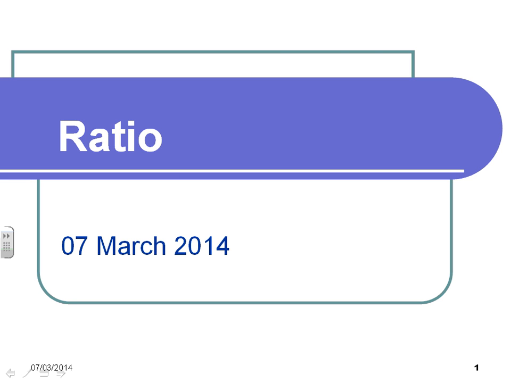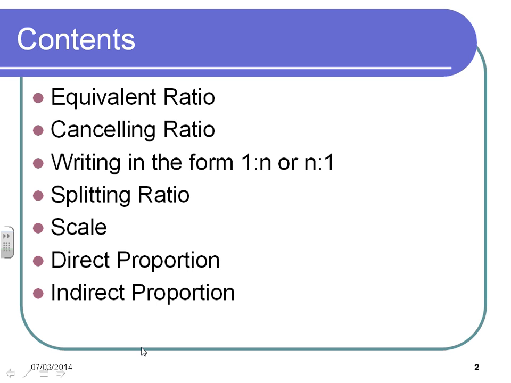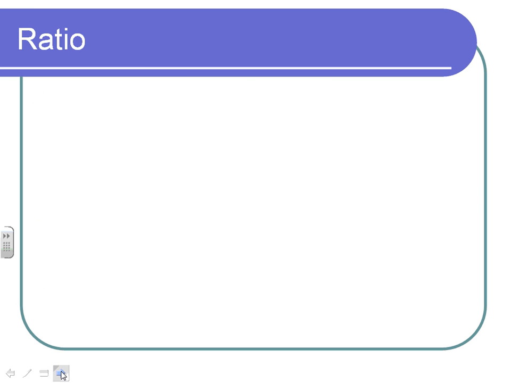All right, fifth graders, we are going to do a presentation on ratio and continue our work through Learning Goal 3. Today what we're going to cover is just going to review quickly equivalent ratios, canceling ratios, and we're going to focus on writing our ratios in the form of 1 to n or n to 1. The rest of these we're not doing quite yet.